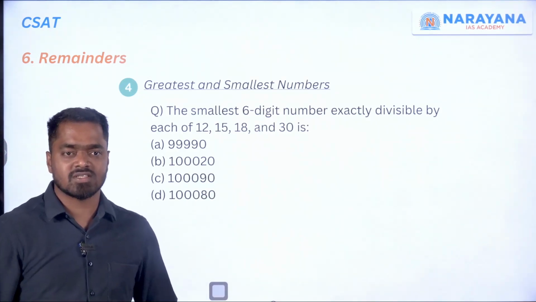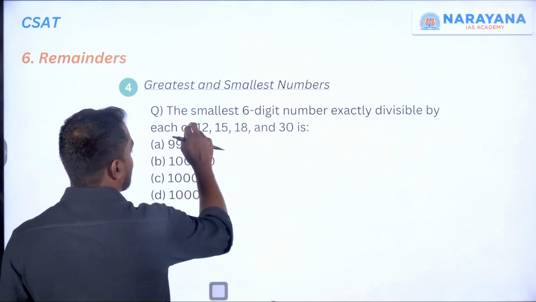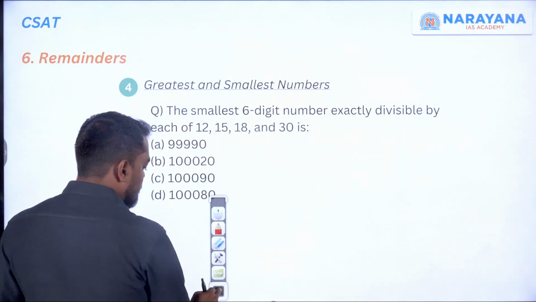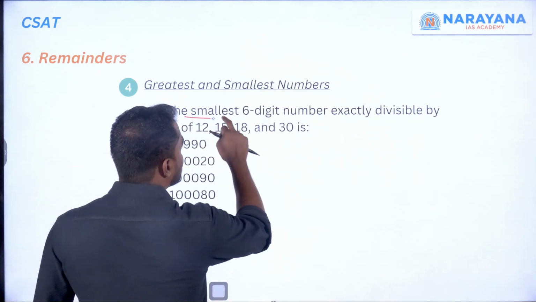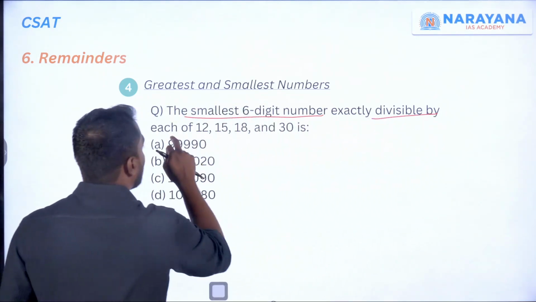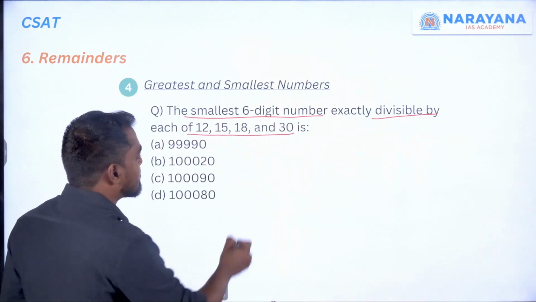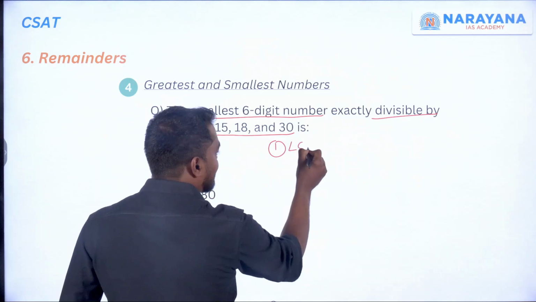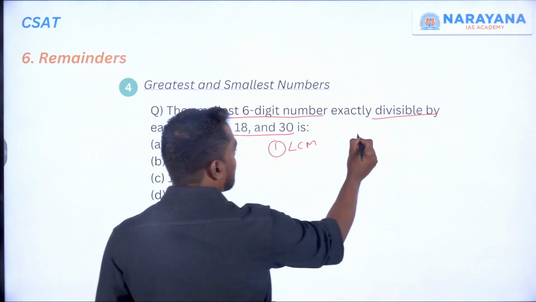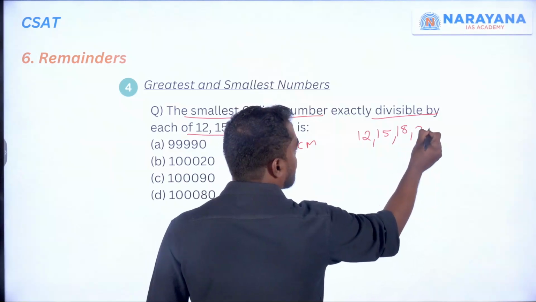Now a similar question. Here they are asking for the smallest. So the question reads, smallest 6-digit number that is exactly divisible by each of 12, 15, 18 and 30. So what is the first step you have to do? Take the LCM. So how to find the LCM? 12, 15, 18 and 30.